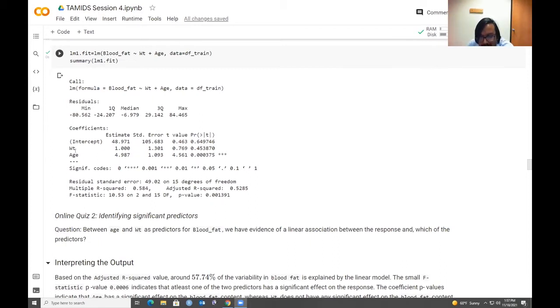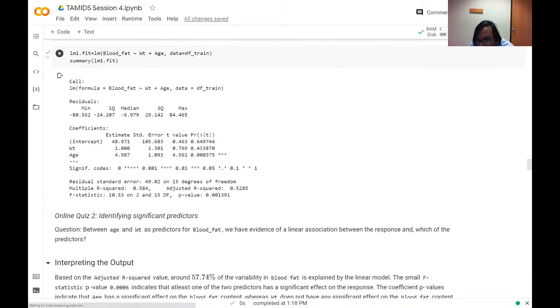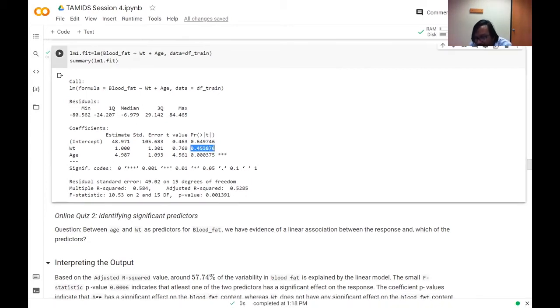So notice that corresponding to weight, the p-value is 0.4538, which is greater than 0.05. And there is no significance mentioned here as well. So for weight, we do not have sufficient evidence to claim that there is a significant linear relationship or linear association between weight and the response blood fat.